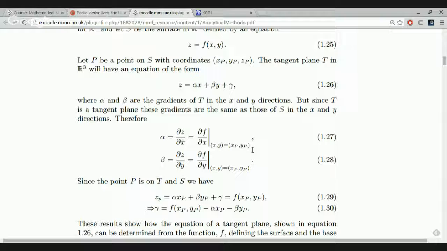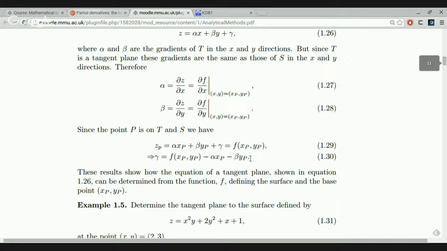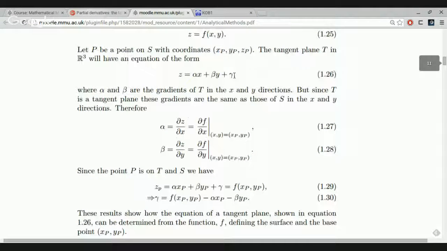So that tells us how to describe the alpha and the beta in terms of the surface, in terms of the function f defining the surface. In this kind of setup, we consider that we already know the function f. We're dealing with a given base point. So we know f, we know xp and yp. Using that information, we can calculate alpha and beta. So the only thing left to determine in the equation for the plane is the constant gamma.